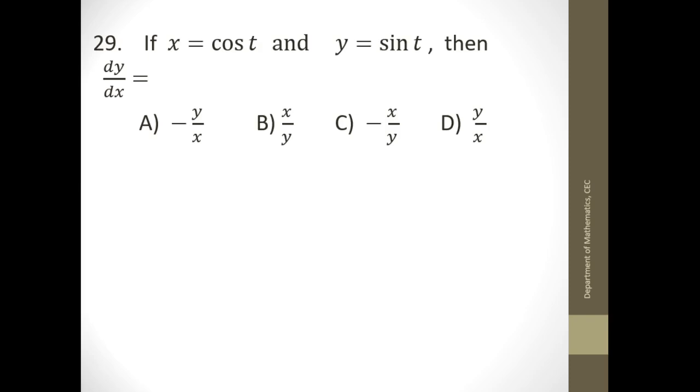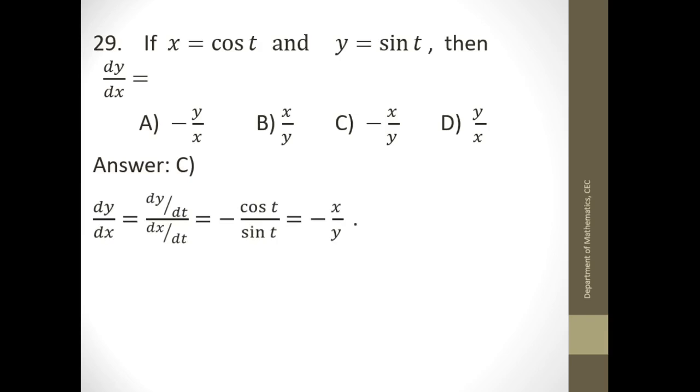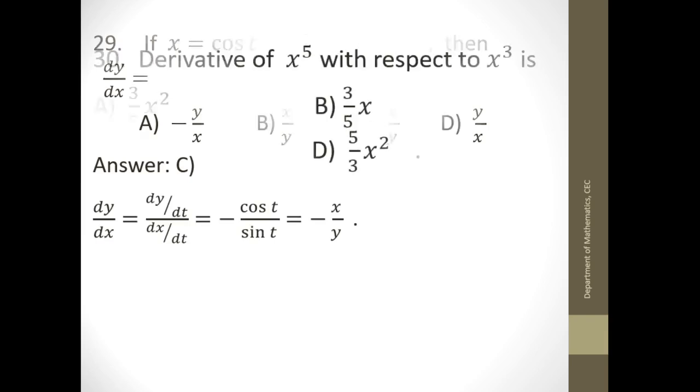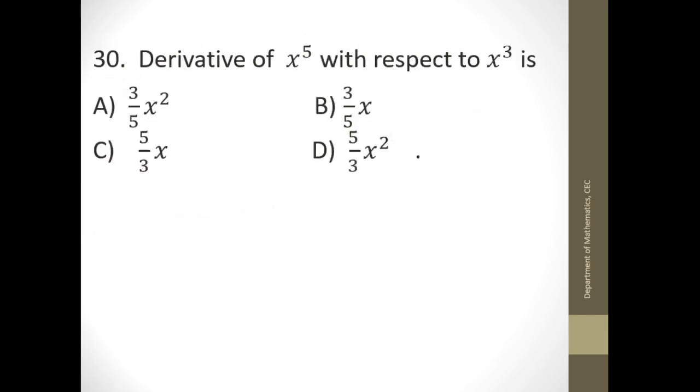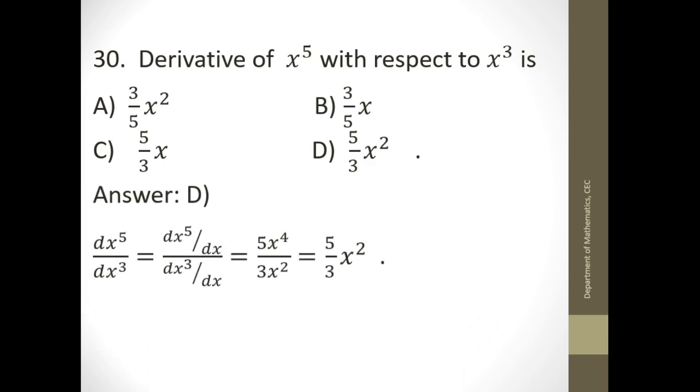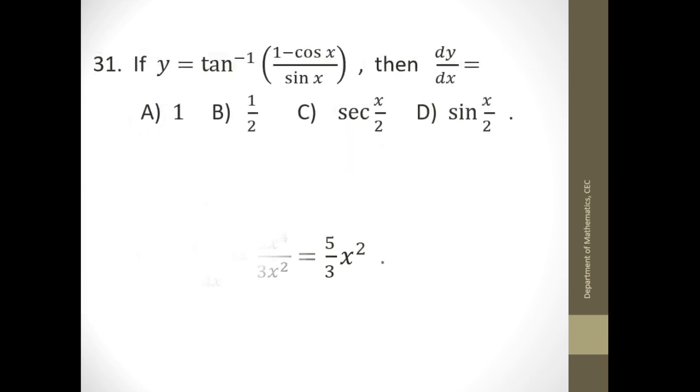If x is cos t, y is sin t, then dy by dx is derivative of sin t by derivative of cos t, that is minus cos t by sin t. Cos t is x, sin t is y, so minus x by y. Derivative of x power 5 with respect to x power 3, that means derivative of x power 5 by derivative of x cube. So 5x power 4 by 3x square, that is 5 by 3 x square. So 5 by 3 x square, answer is D.